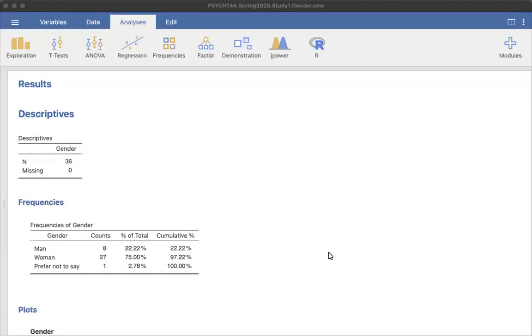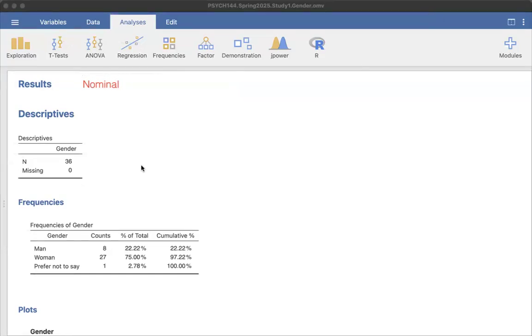Hey y'all, here I am in the data set that we collected this semester with our social loafing variables and some other variables. And so this is gender. This is a nominal variable. So for this example, I'm just going to show you how to read the Jamovi output. And again, this is a nominal variable. So we have just categories, no meaningful numbers.